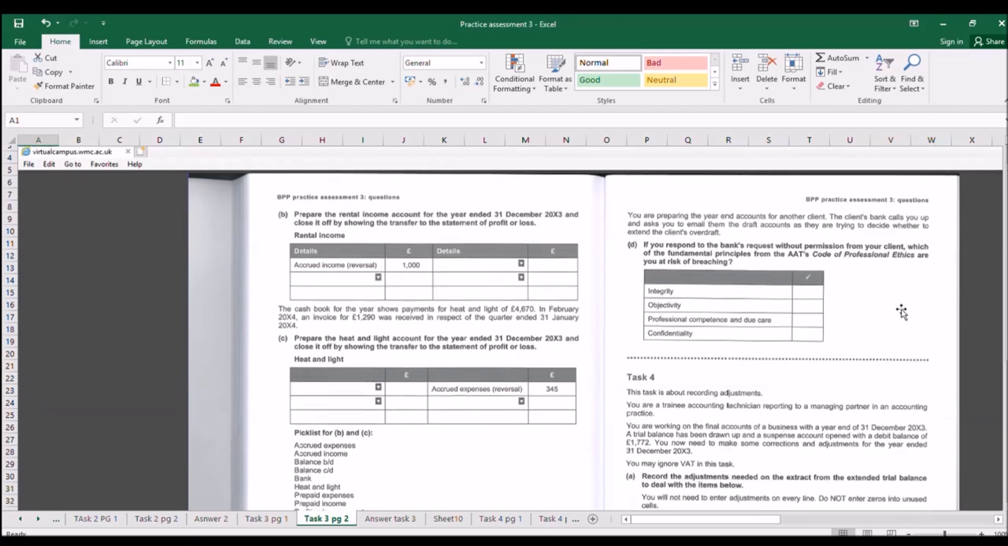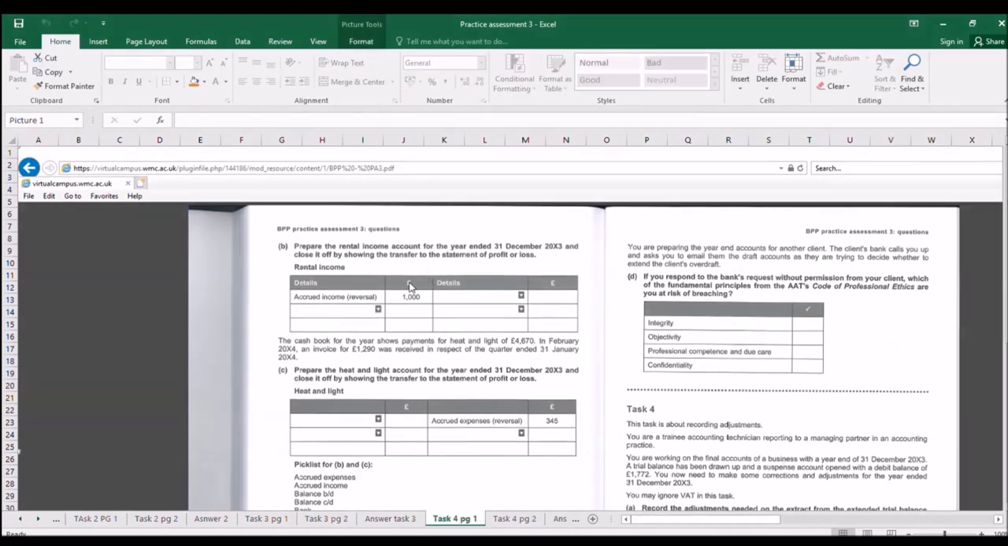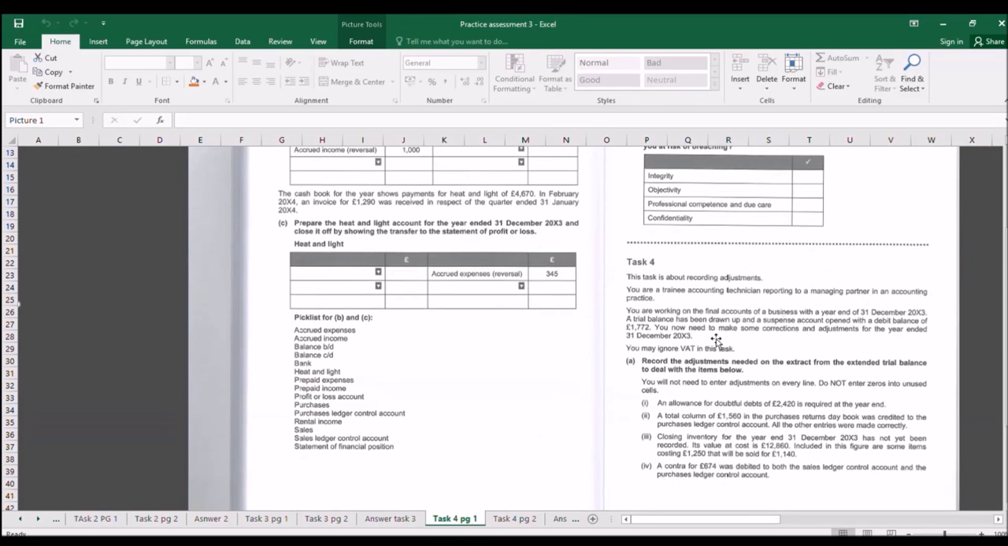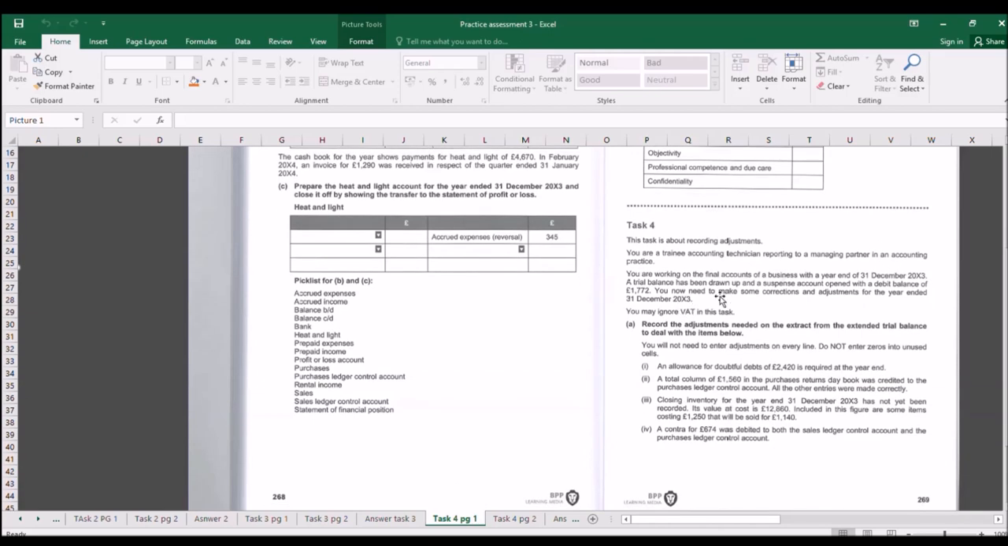Right, and that is the end of task three. Okay, task four. This task is about recording adjustments. You're a trainee accounting technician, reporting to the management partner in an accounting practice. You're working on the final accounts of the business for the year end. So we're doing an extended trial balance, having adjustments for the year end, right? You're working on the trial balance for the year end of 31st December 2003.